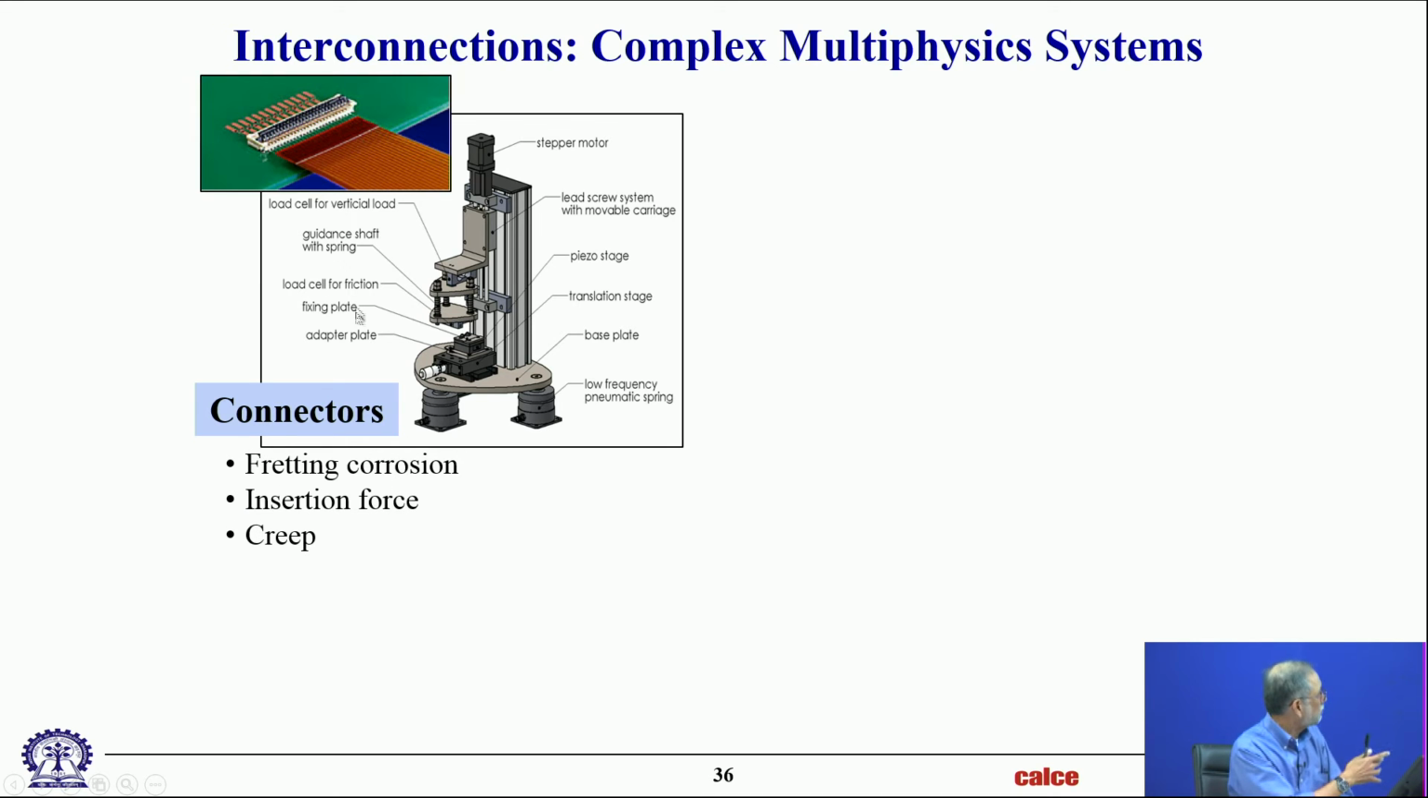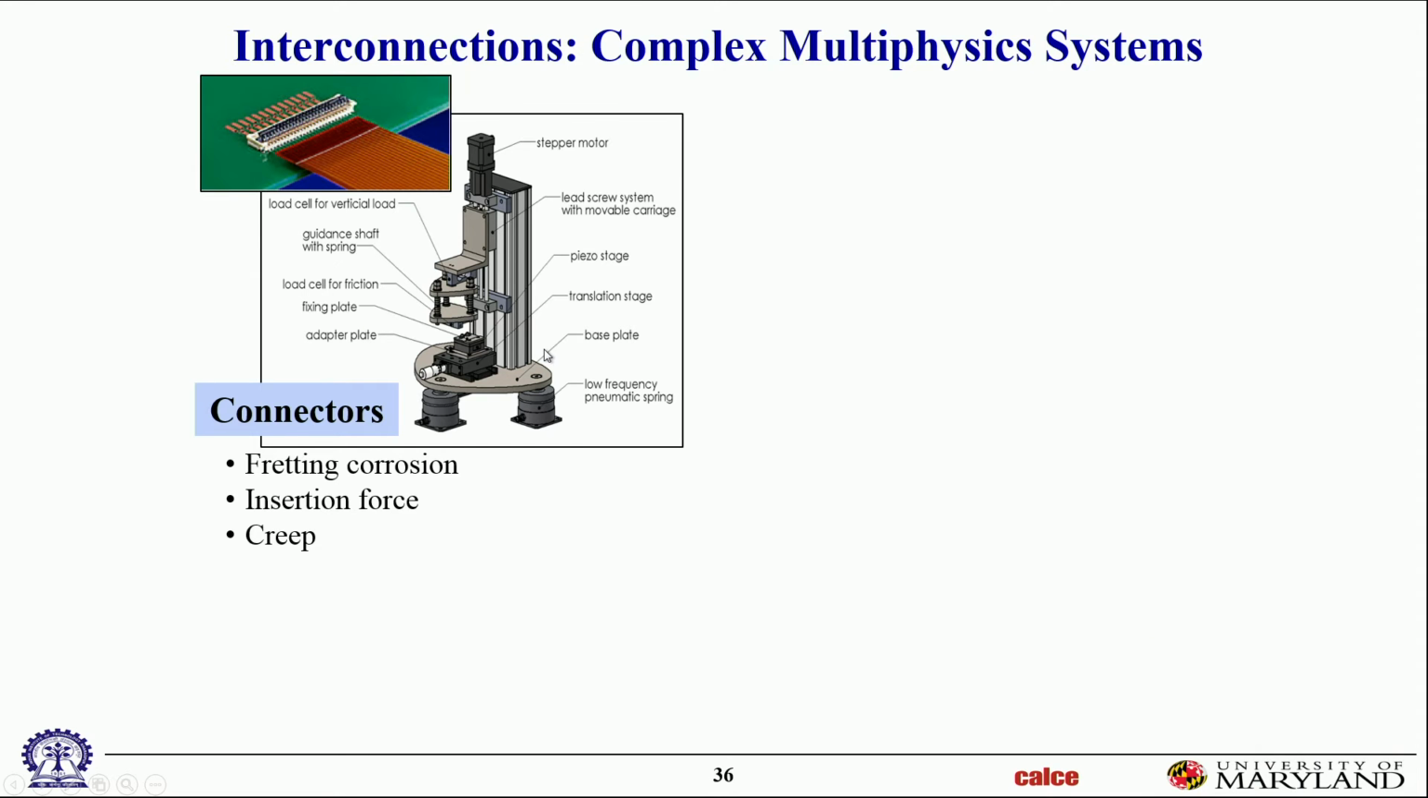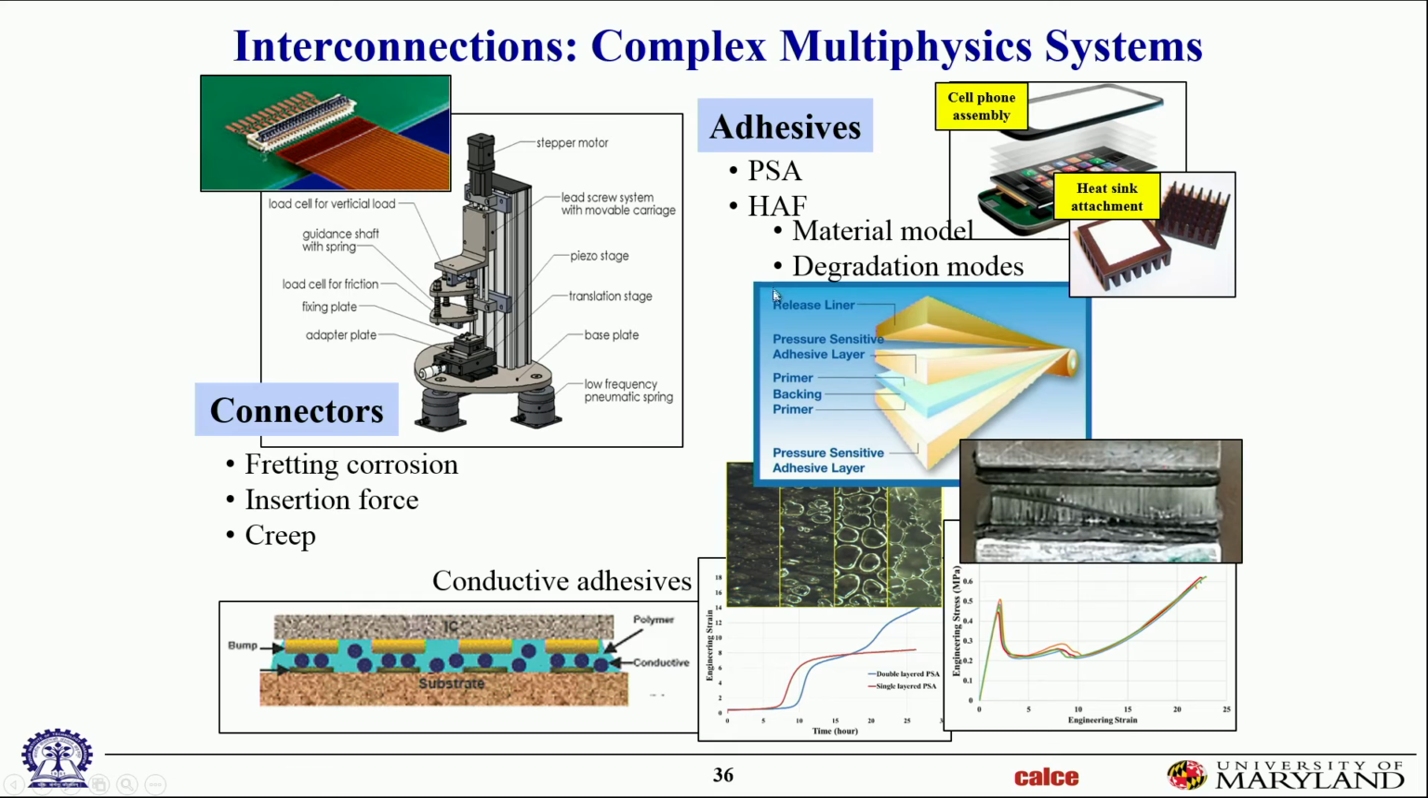And then you get creep forces that relax the spring forces, that causes problems and so on. So again, this is an example of the kinds of problems we run into at level 3 interconnections. And then there are other kinds of interconnections. So polymers. Polymers are a big problem for us. Electronics is full of polymers. There's a lot of information there.